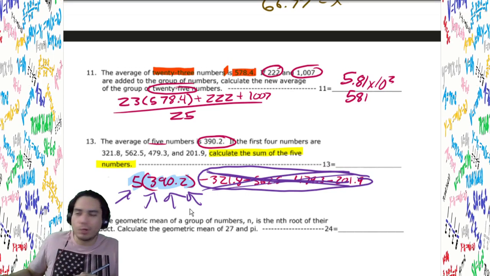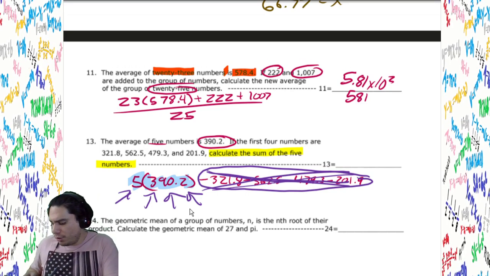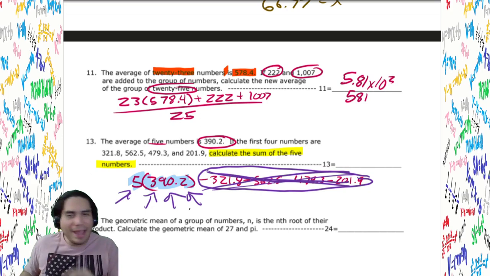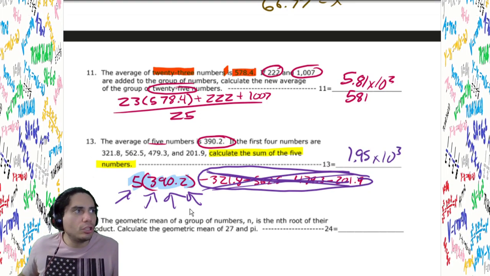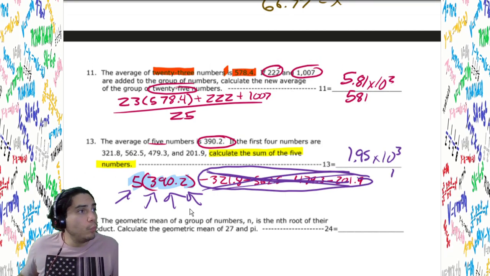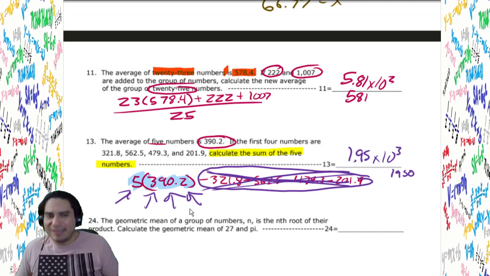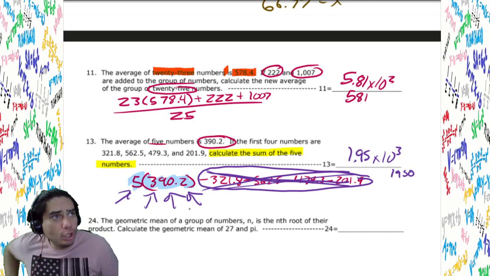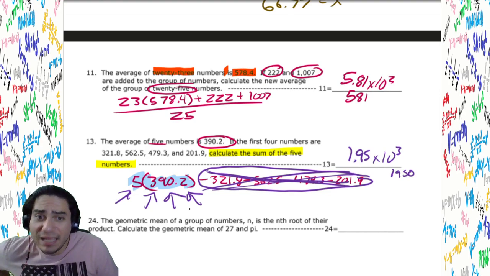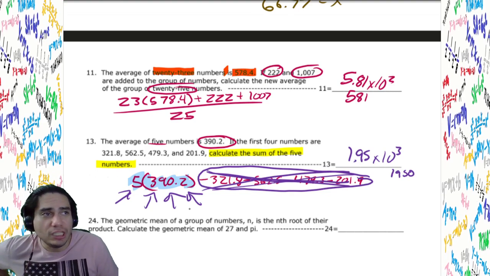So let's do it. We're going to get 390.2, hit enter. 5 multiply, and that's it. 1.95 times 10 to the third, or 1950. That's what it is, all right? So make sure you read carefully, because if you don't read carefully, you may end up in some big, big problems that we don't need.